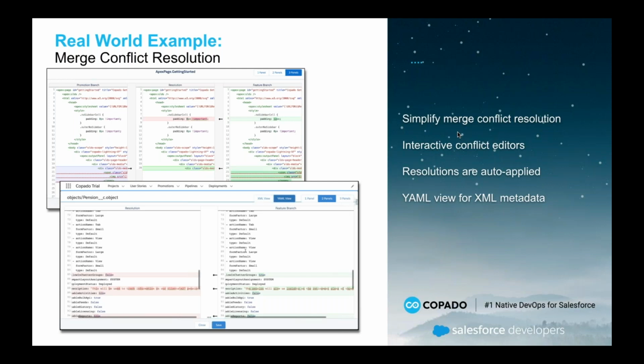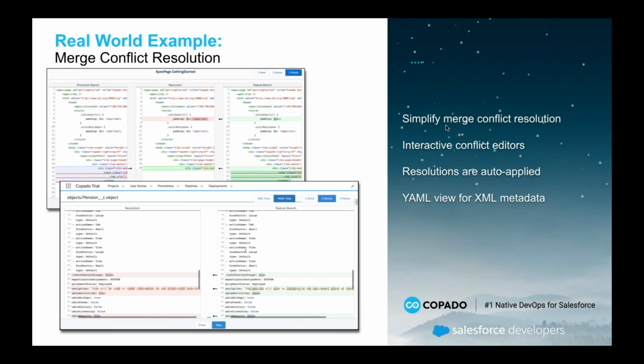One of the challenges that people have in the Salesforce world when you're trying to merge code bases and different branches from different developers is the challenge of merge conflicts, and especially merge conflicts in XML are very, very hard. Git doesn't natively handle XML very well.